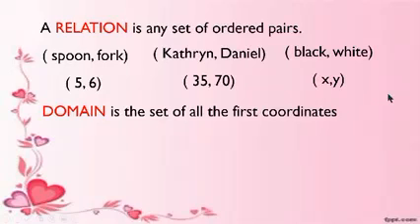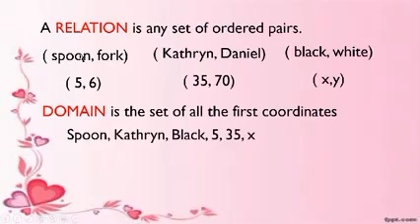Yung first coordinates or yung mga nasa unahan, siya po yung tinatawag natin, sila yung tinatawag nating domain. Yung una doon sa ating coordinate or doon sa ating ordered pairs, they are the domain. Like on this example, the domain are spoon, Catherine, black, 5, 35, and X.